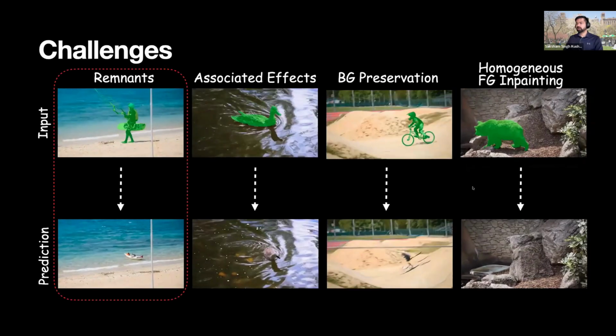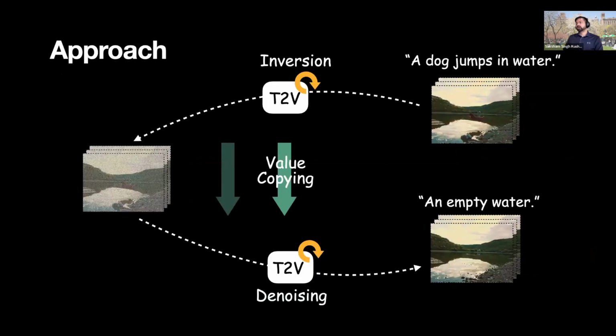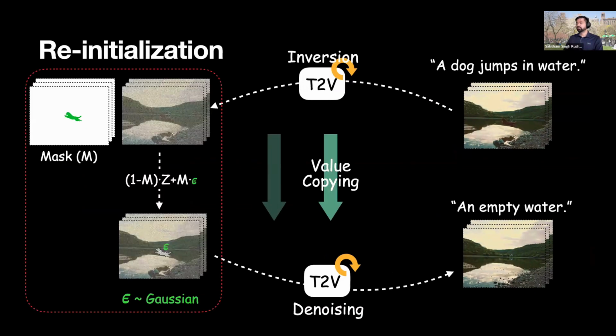So we'll systematically start with the remnants. We observe that these remnants occur because when we map the video towards the noise, the noise itself has some structural or semantic information related to the video itself, and that pushes towards slightly recreating the objects or leaving remnants. So we modify this approach, and in the noise itself, using the pixel mask, we reinitialize this object region with random Gaussian noise.